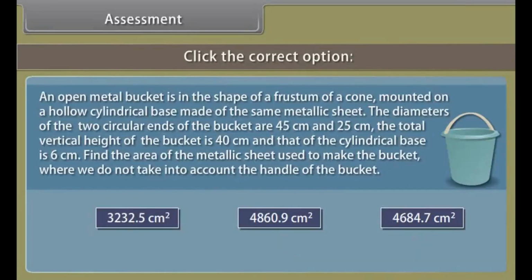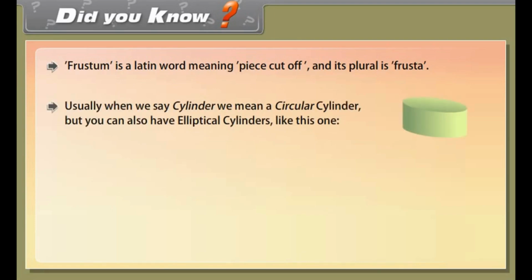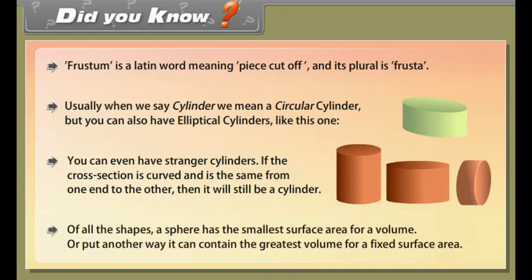Assessment. Let us know how much you have learned. Click the correct option. Did you know? Frustum is a Latin word meaning piece cut off and its plural is frusta. Usually when we say cylinder, we mean a circular cylinder, but you can also have elliptical cylinders like this one. You can even have stranger cylinders. If the cross-section is curved and is the same from one end to the other, then it will still be a cylinder. Of all the shapes, a sphere has the smallest surface area for a volume. Or put another way, it can contain the greatest volume for a fixed surface area.